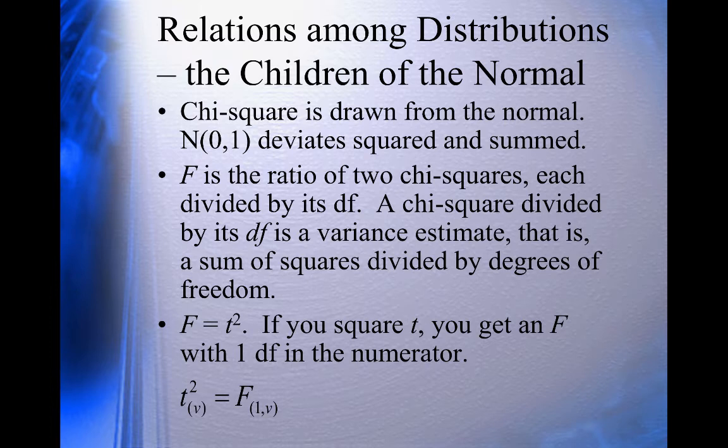So when you do Student's t, you're testing the mean difference between two groups. If you take the value of t that you get from that test and square it, you get an F with 1 degree of freedom in the numerator. So t squared with v degrees of freedom is equal to F with 1 and v degrees of freedom. So they're all related. They're all relatives.